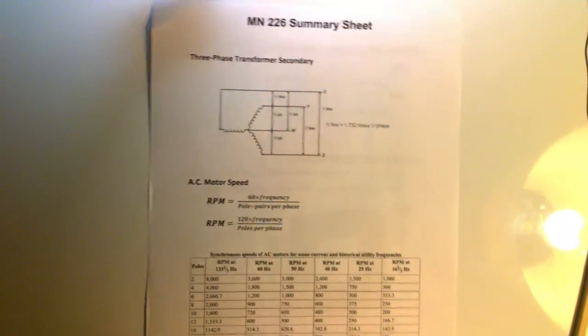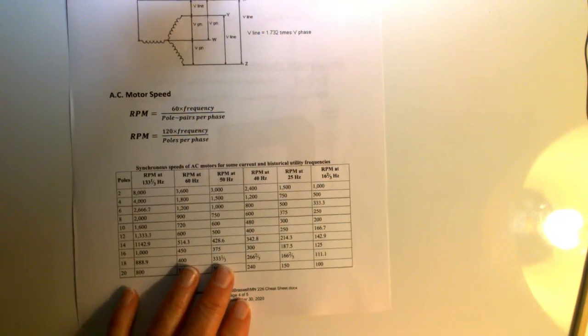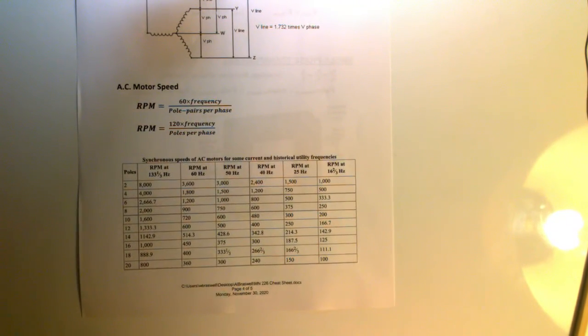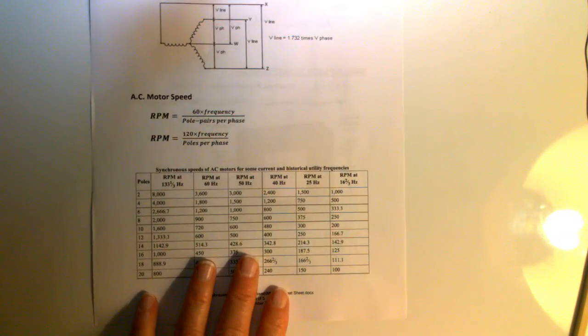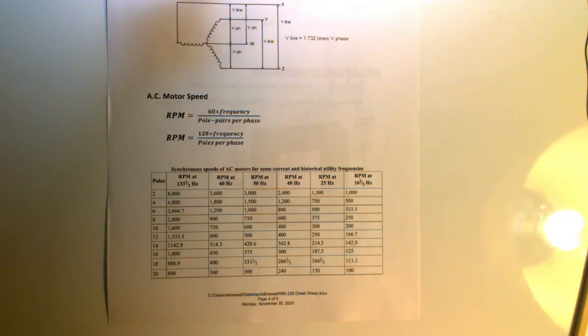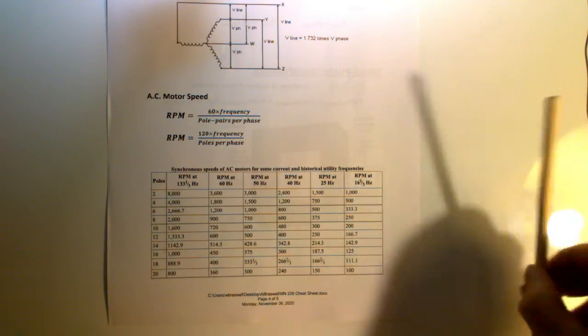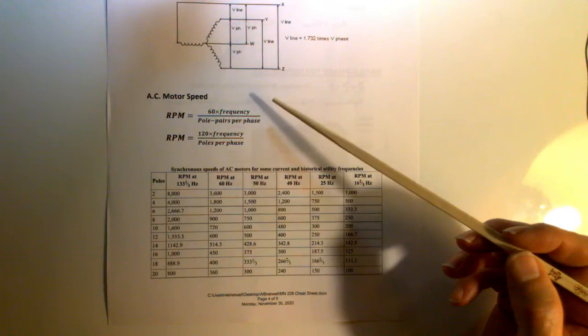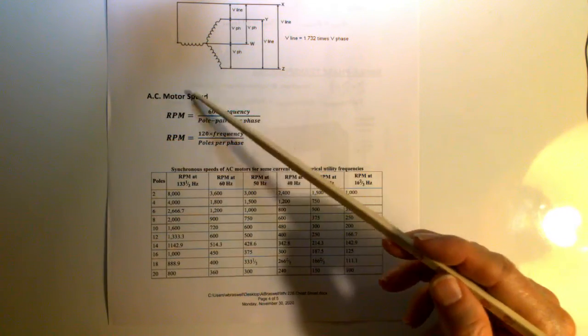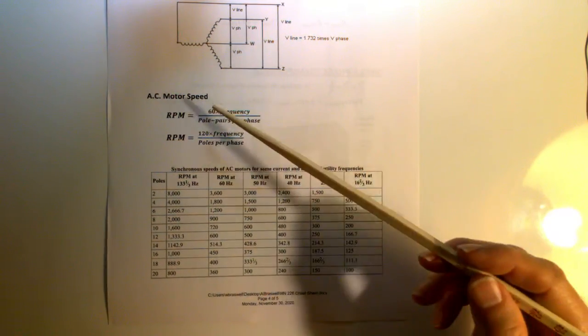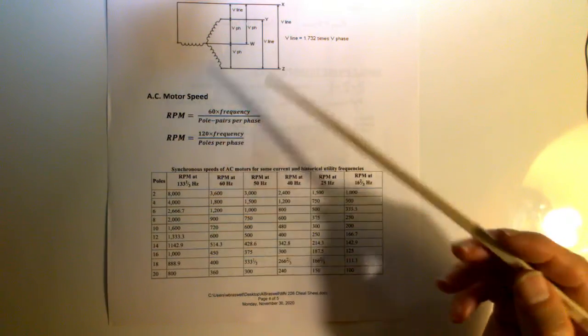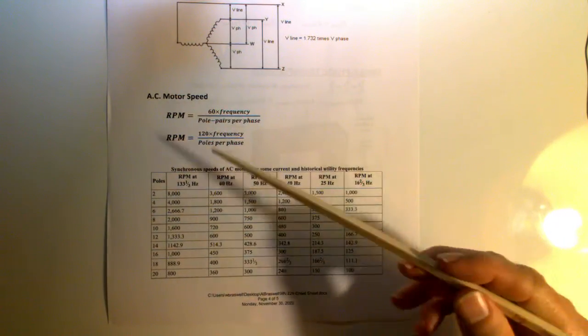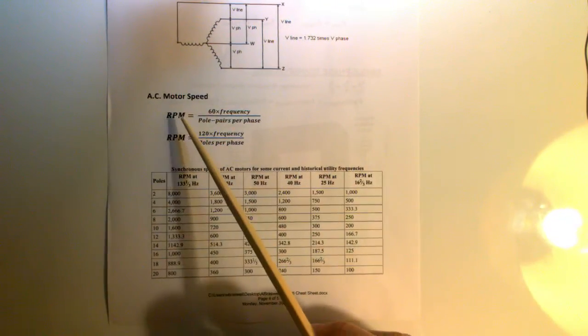I think this is a good sheet to use for that. I don't know how well you can read it, but I'm going to try it because you will have a handout when I see you next. AC motor speeds. This is primarily talking about three-phase. Okay, so we have two of them.